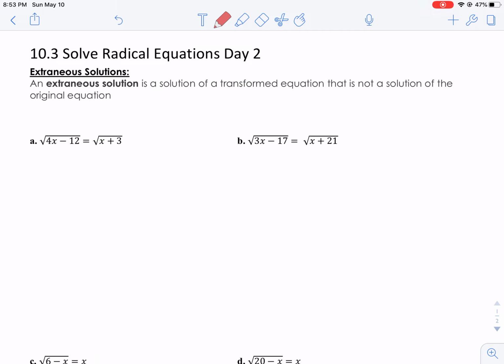An extraneous solution is a solution of a transformed equation that is not a solution of the original equation. What that means is when we're solving these, we are going to be squaring both sides of the equation. In doing that, we could potentially get an answer that seems like it's correct, but when we check it with the original equation, it's not actually correct. We won't necessarily know that's happening until we go back and check our answer. So we want to make sure that we're always checking the answers that we get at the end and making sure that they do indeed work.